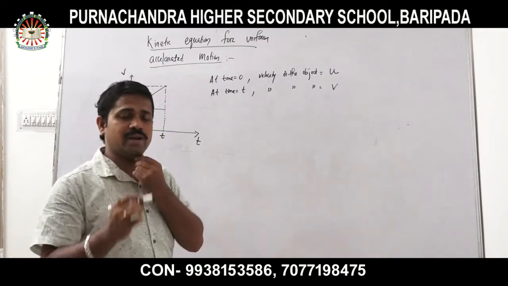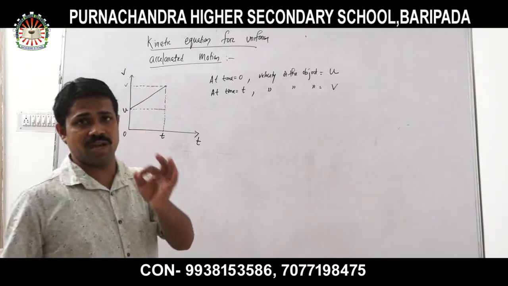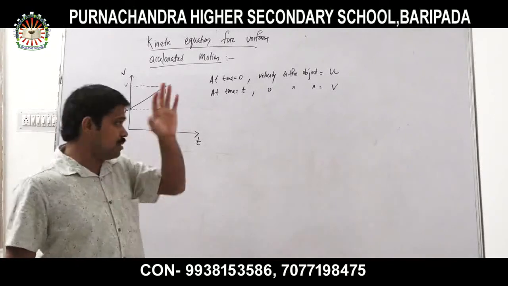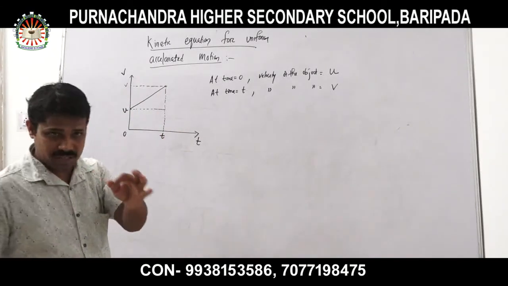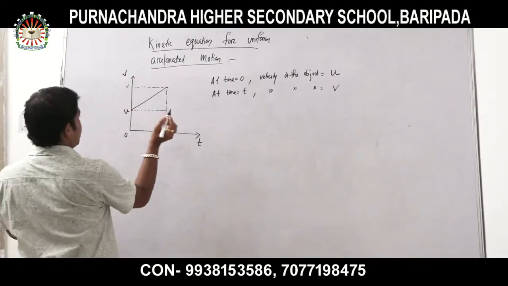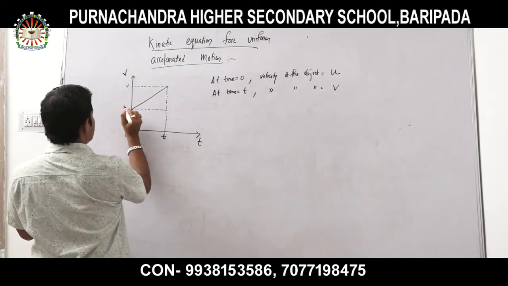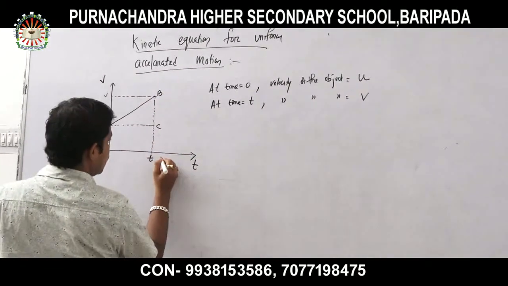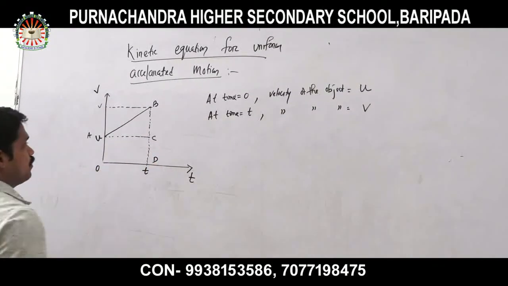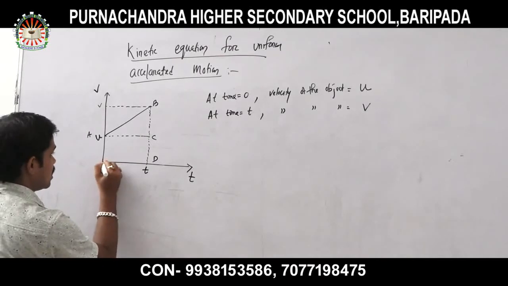That gives me a very interesting physical quantity, that is your displacement. Velocity versus time graph, the area under the velocity versus time graph gives me what? That gives me displacement. Okay, so now let us name it. Suppose A, B, C points, D and O. Clear? So these are the naming.